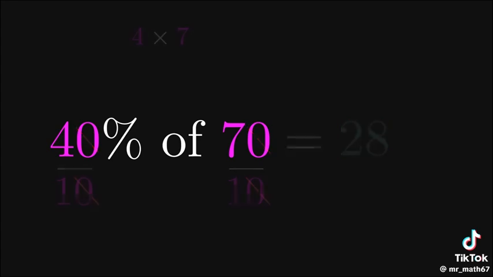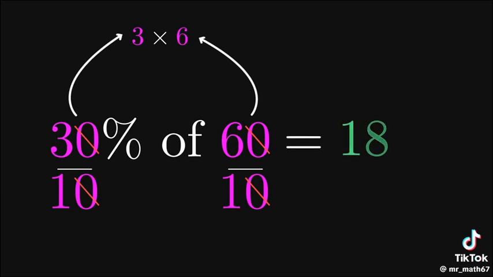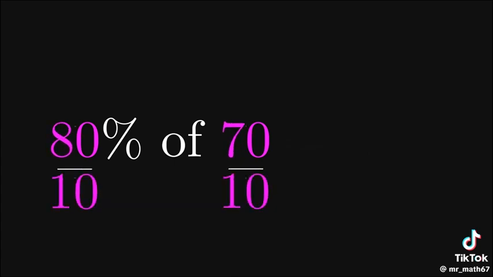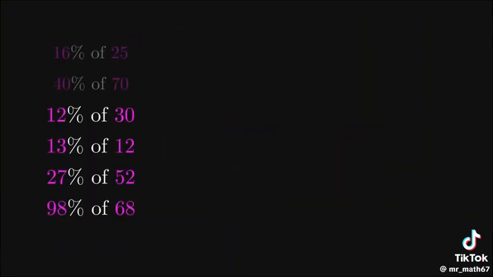Let's use the same idea on other numbers, like for 30% of 60, dividing both numbers by 10 gives 3 and 6. 3 times 6 is 18, so 30% of 60 equals 18. Similarly, for 80% of 70, it would be 8 times 7, which equals 56. Keep in mind that there might be a case where only one of the numbers ends with 0.